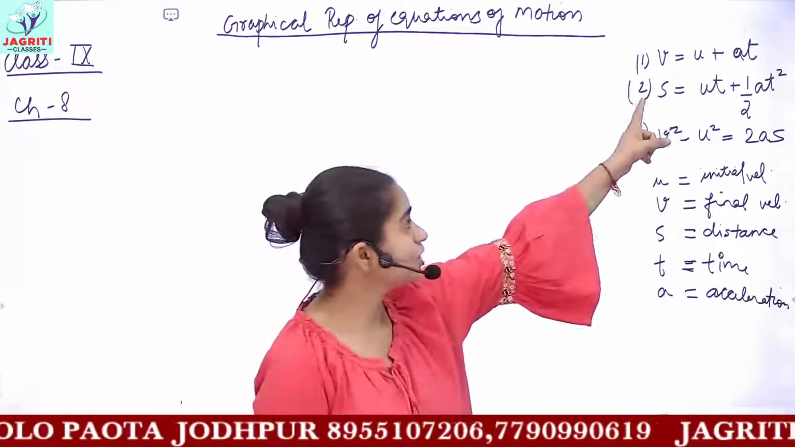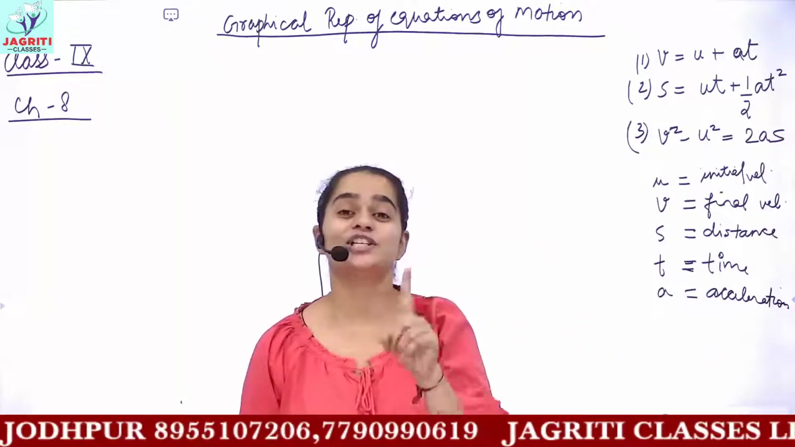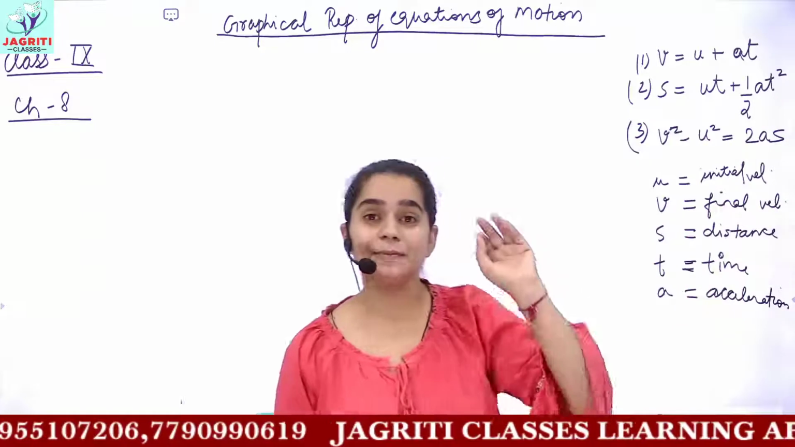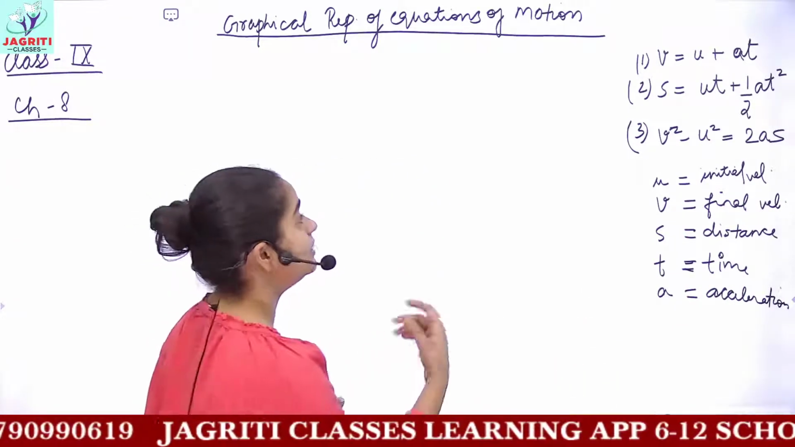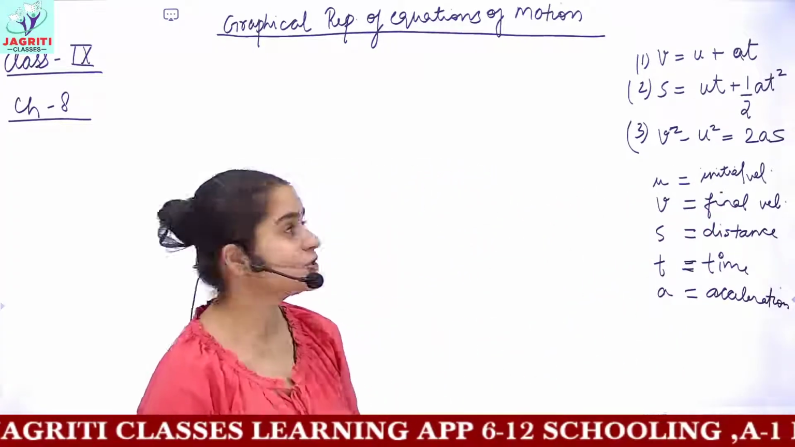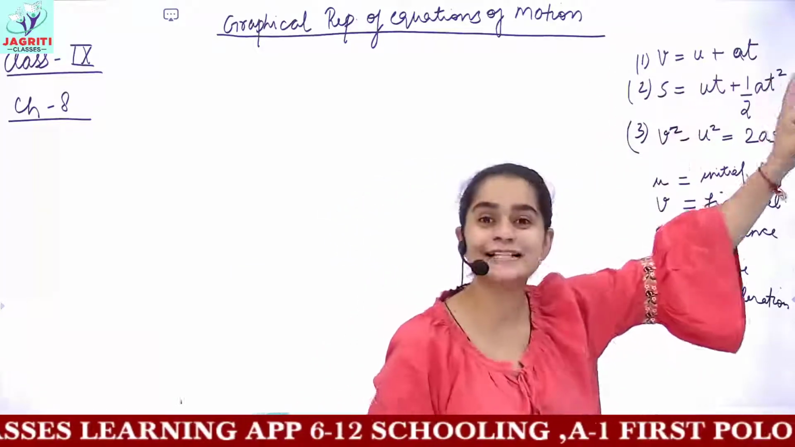The first equation of motion is V = U + AT. This equation is also known as the velocity time relation. So you may be asked in exam short questions to write the velocity time relation. Actually you have to write the first equation of motion, V = U + AT.